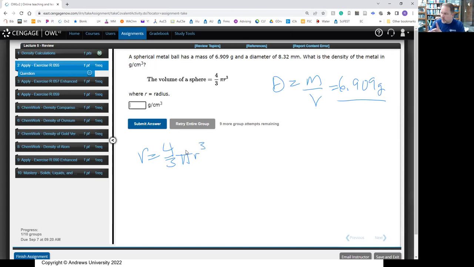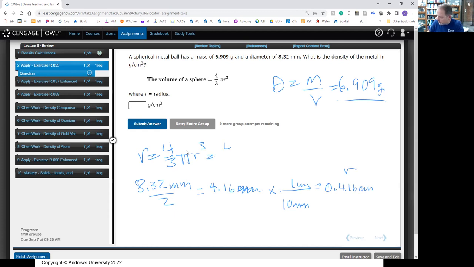We're going to do two things with the number they gave for the diameter. Number one, we'll take the diameter and divide it by 2. So that's going to equal 4.16 centimeters. Oh, millimeters. We're going to convert that number into centimeters. There are 10 millimeters in 1 centimeter, so this gets divided by 10. So it's 0.416 centimeters is the radius.